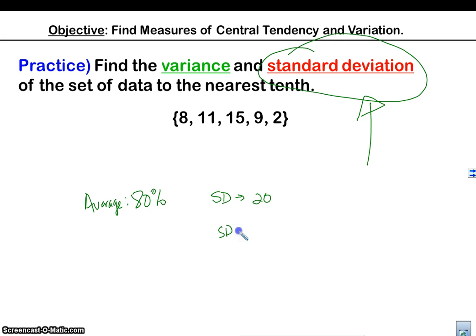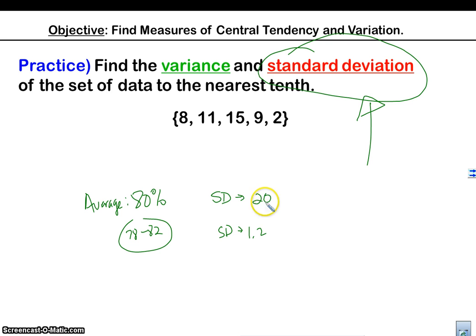But if my standard deviation was like 1.2, then I would say that on average my scores were only about 1.2 away from each other. That means they were really close to 80. Most of my scores were only between like 78-ish and 82-ish. That means that students were pretty consistent.